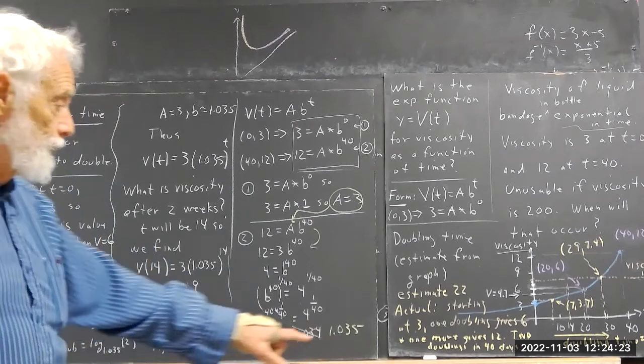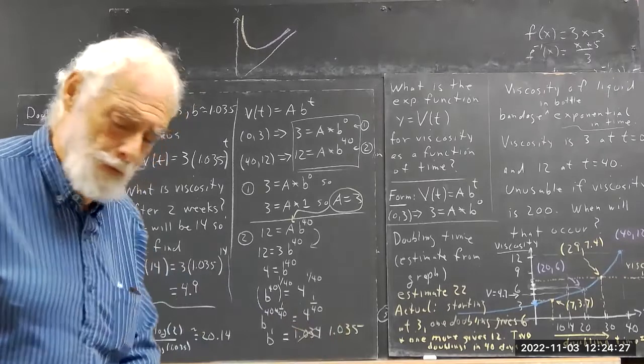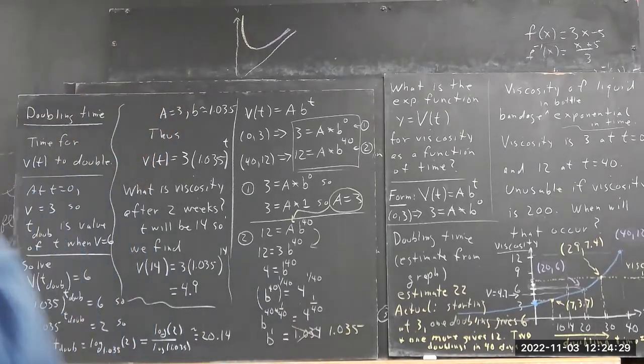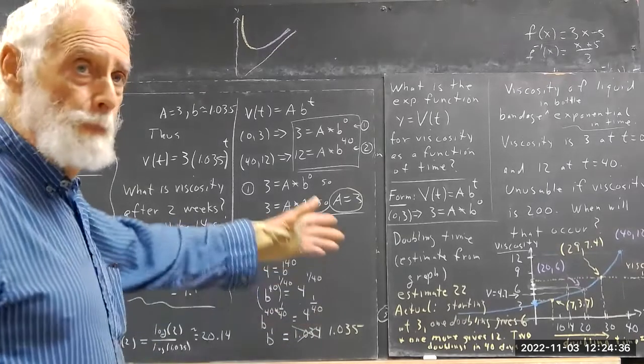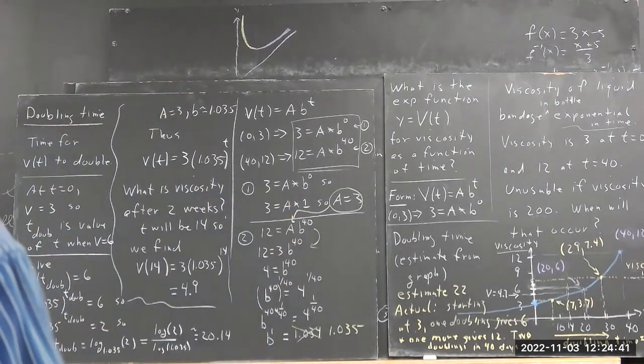So this comes out just a little bit different because we did have to round off the 1.035. But there you have it, and that comes nice full circle. This addresses most of what you need to know about exponential functions and some of the techniques that you have to use.